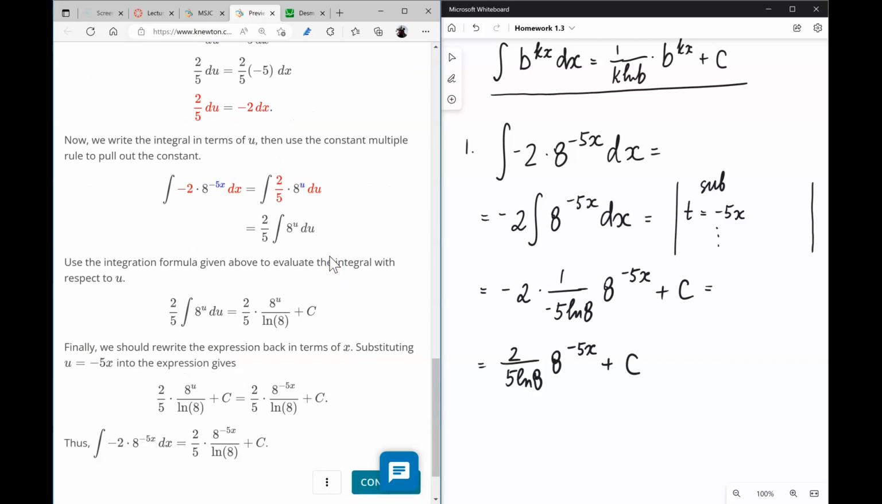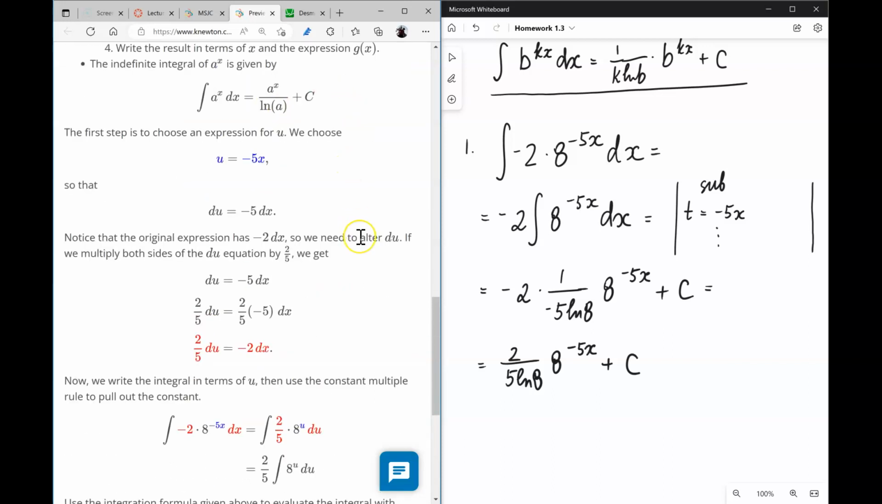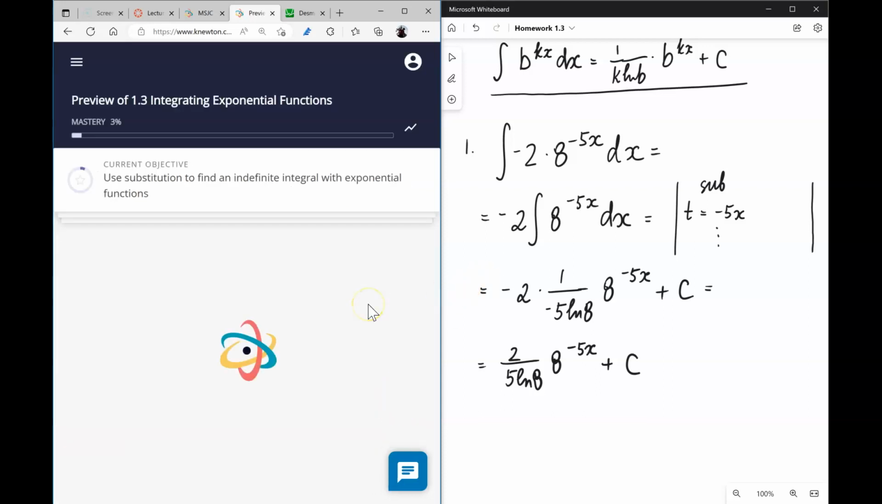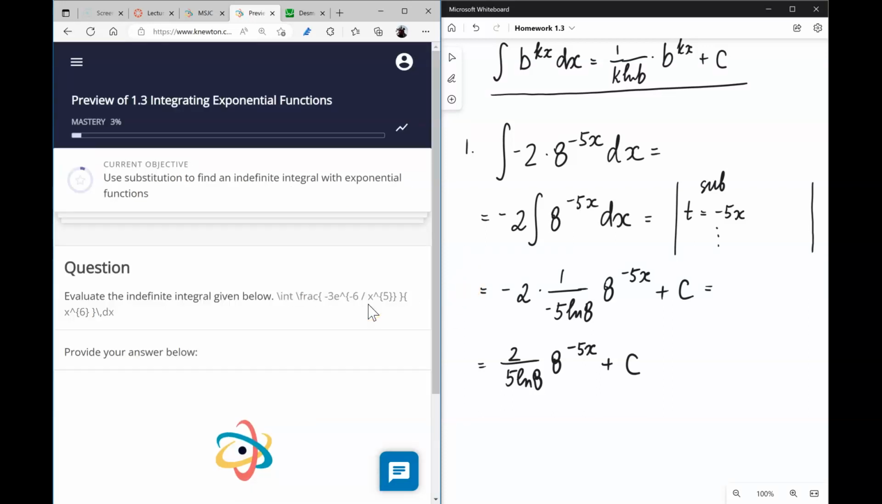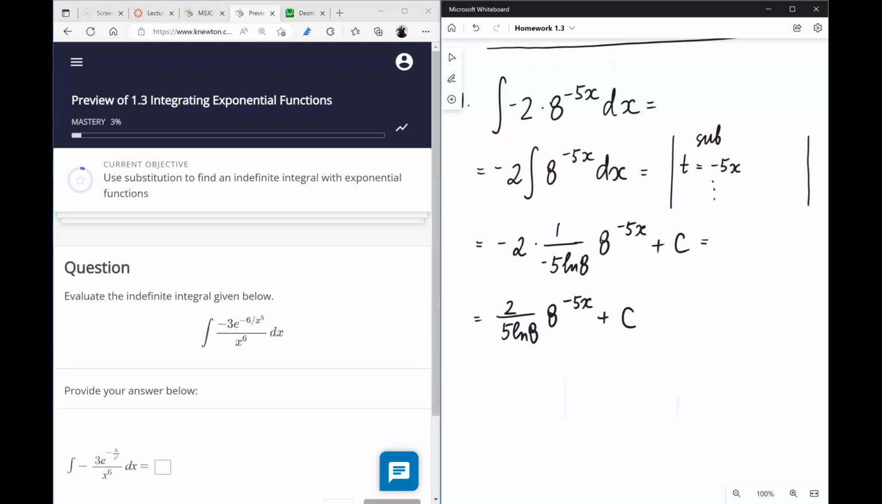If you look at the solutions, they actually do use the substitution, which is something I would recommend you do, but eventually you're going to get tired of it, so you'll learn to not write every single step. All right, next problem.